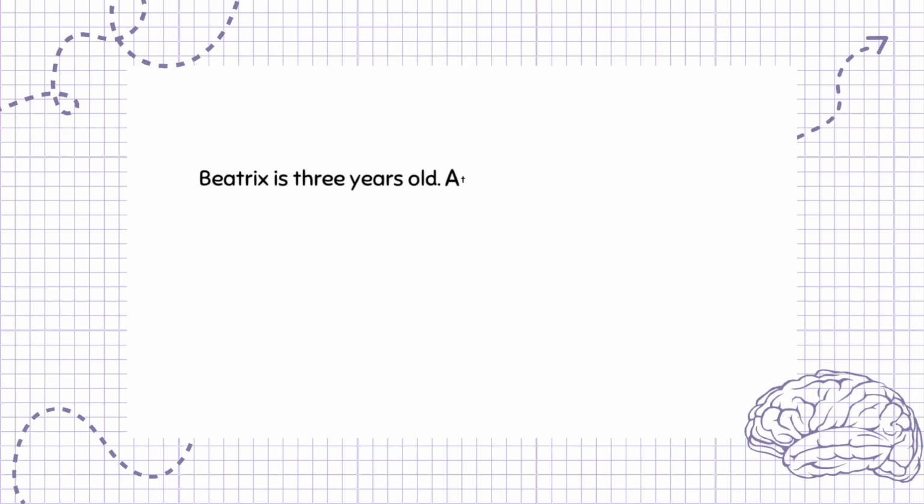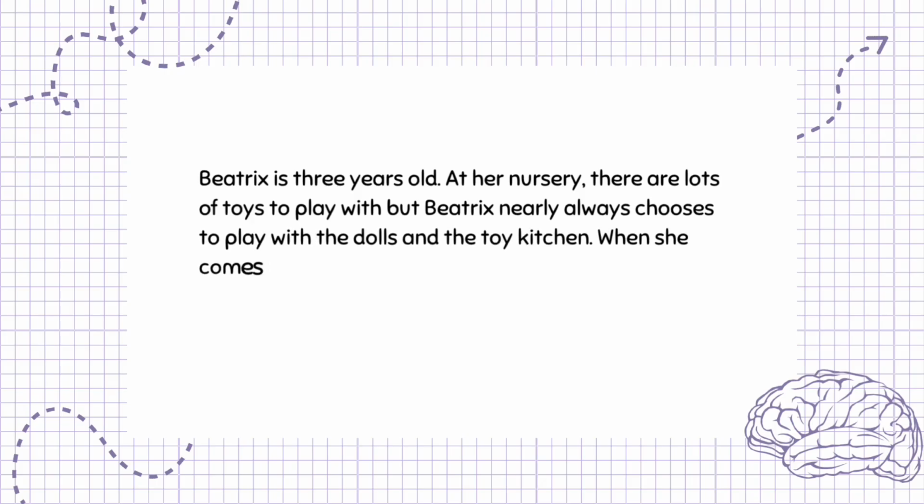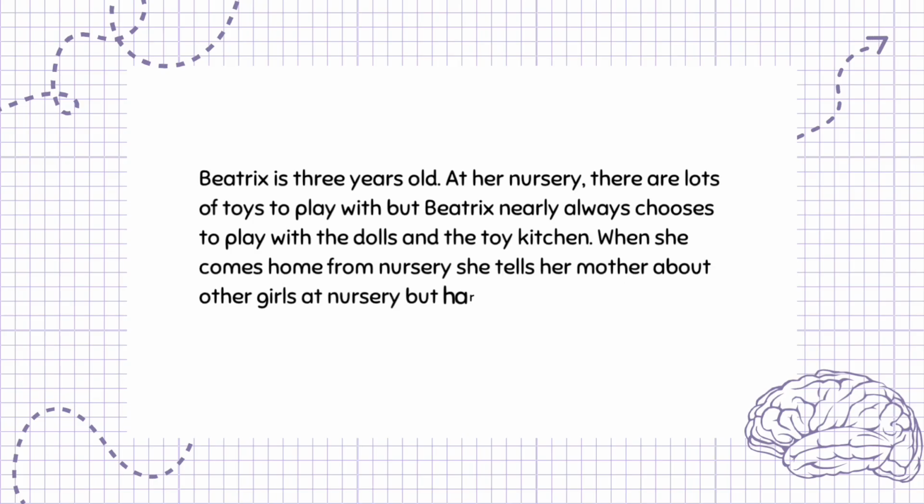Beatrix is 3 years old. At her nursery, there are lots of toys to play with, but Beatrix nearly always chooses to play with the dolls and the toy kitchen. When she comes home from nursery, she tells her mother about other girls at nursery but hardly ever mentions any of the boys.